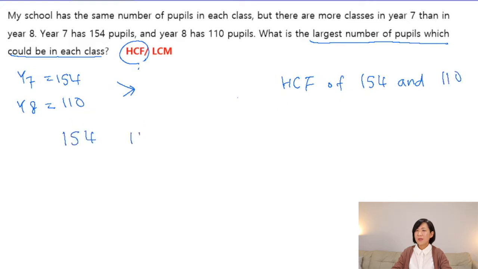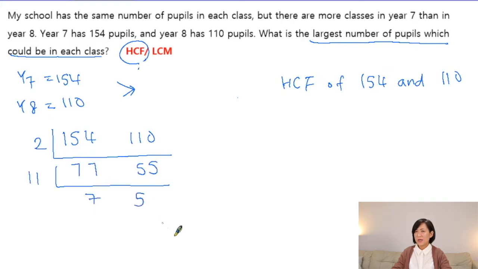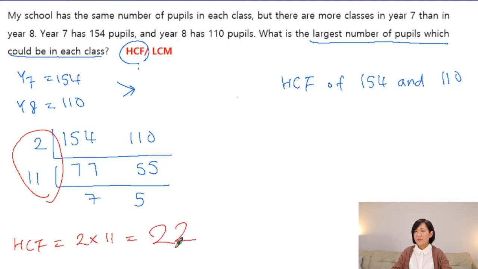So let's use the ladder method. 154, 110, then prime factor 2, 77, and then 55. I can see 11 can be the common prime factor, right? Then 7 and 5, and let's times. Since this is HCF, we need to just times the numbers alongside the vertical line. Then 2 times 11 is 22. So that means 22 pupils in each class, both of the Year 7 and Year 8.